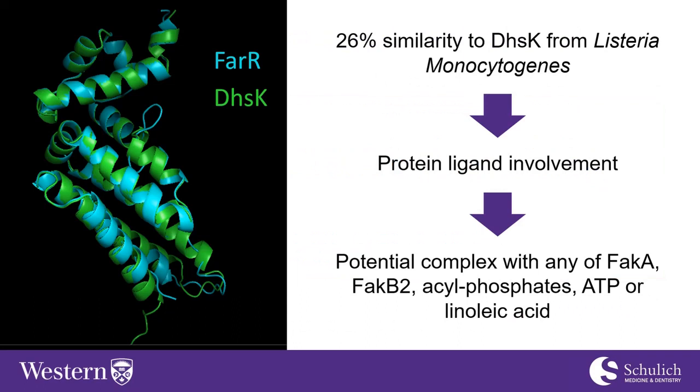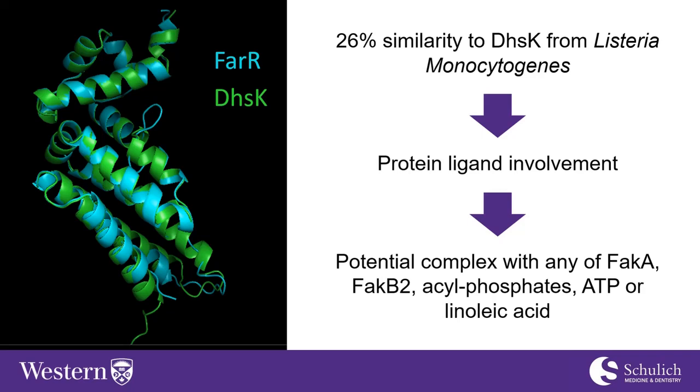A BLAST search in the NCBI database returned a 26% identity to the structure of the dihydroxyacetone kinase regulator DHSK from Listeria monocytogenes. The PDB file of DHSK was then used as a template to predict the structure of FAR-R using Modeller 9.25. A PSIPRED secondary structure prediction was used to increase the accuracy of the alignment. 20 models were created, and the model with the most negative DOPE score was selected. The process was then repeated with the dimer structure.